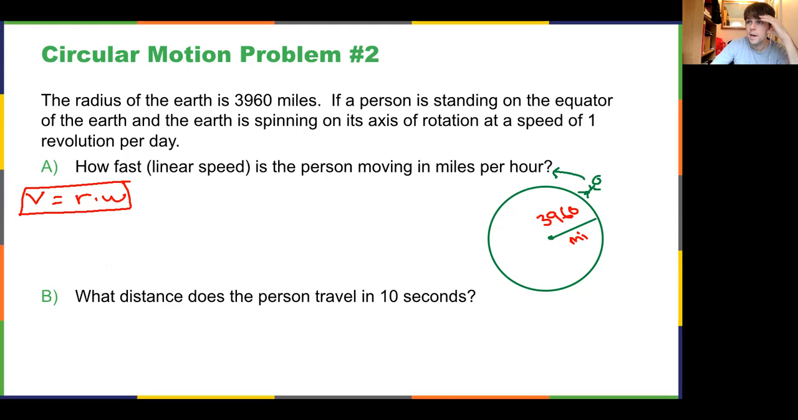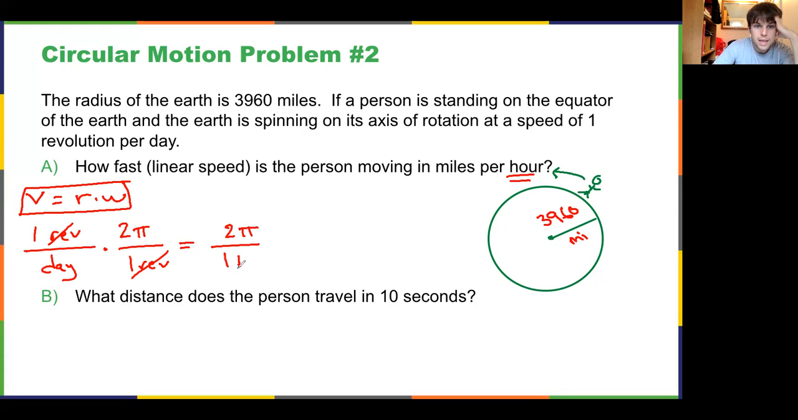So I know my radius, so that part is great. But my angular speed, which is currently 1 revolution per day, needs to be converted to radians per hour, I think, because we're dealing with miles per hour. So let's convert this to radians per hour. We first need to get this in radians. So 2 pi radians per 1 revolution. So we can cancel that out, and now we have an answer of 2 pi radians per day.